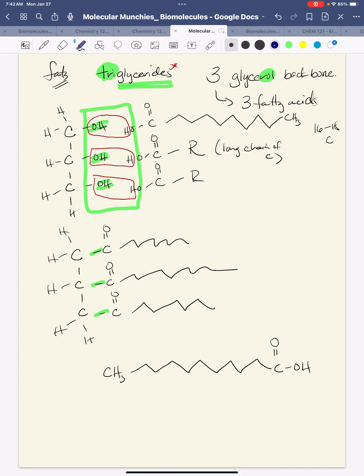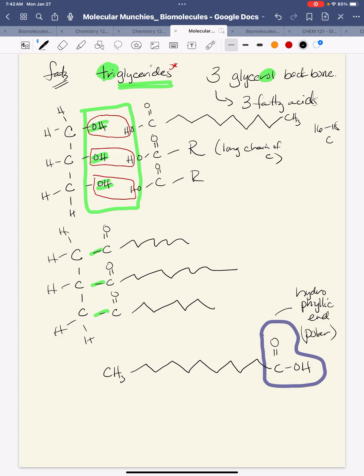What turns out is this end of this molecule is polar. This is the hydrophilic end. So this is polar. We said that there are parts of a molecule that are polar, and that's because of the bonds that exist. So this carbon-oxygen bond, that carbon-oxygen bond, and that oxygen-hydrogen bond, there's polarity there, and so that makes this a polar part of this molecule.